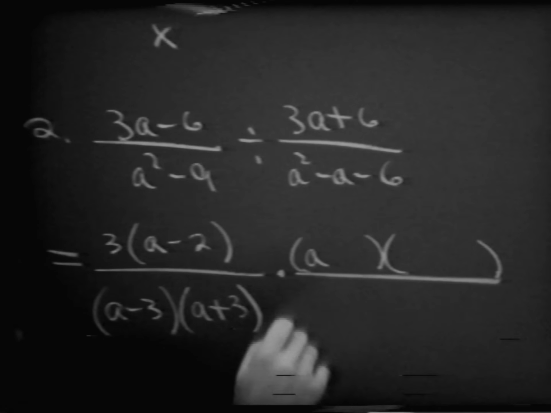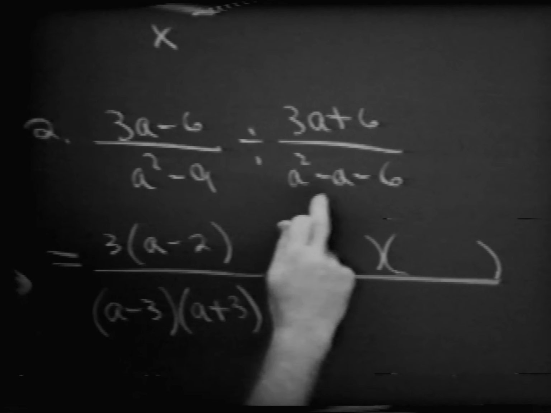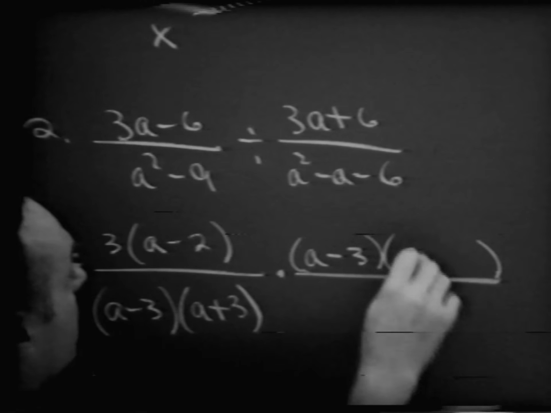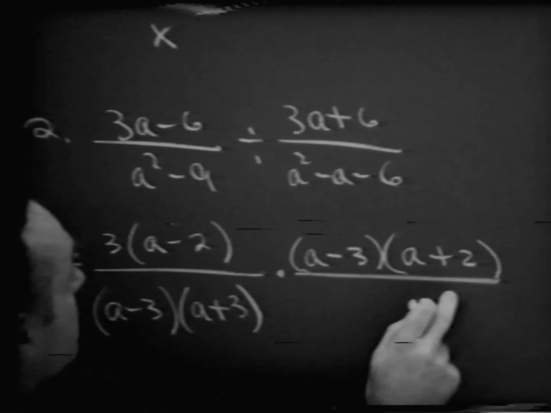Let's see now, what do you think? Because we have a minus 3 and a plus 2, here it's an a minus 3 times an a plus 2. Does everyone agree with that?